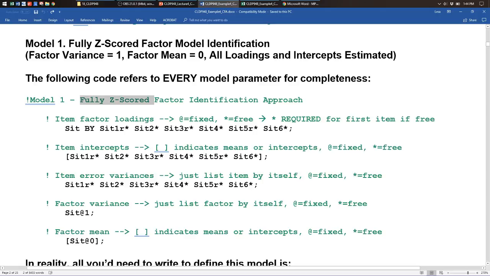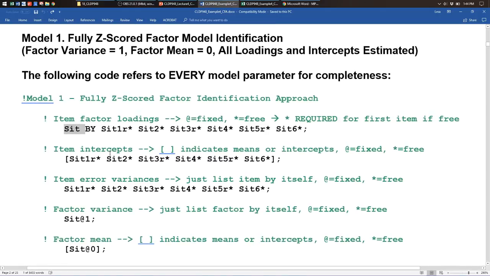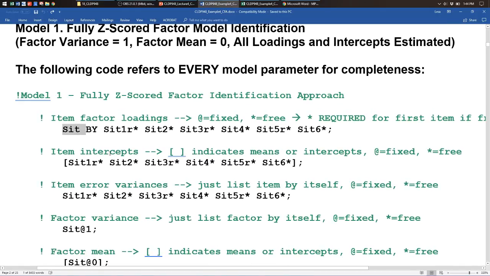So here's what I have done. I have named a latent variable. I've named it sit. I could have named it factor or Lisa or whatever I feel like, so long as it's 8 characters or less. The magic command here is by.